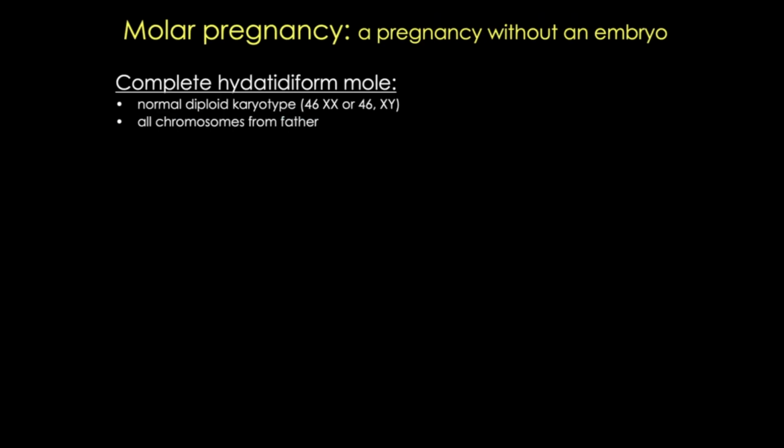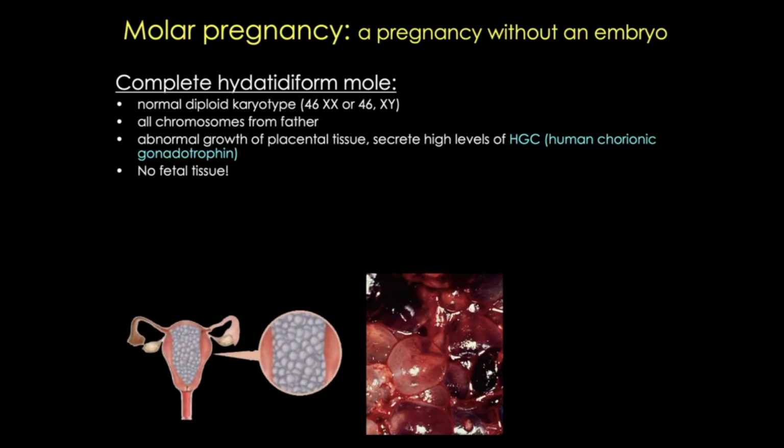Now, in the case of a complete mole, all the chromosomes are from the father. And so what does this actually look like? Well, there's abnormal growth of the placental tissues coming from the trophoblast, and that's going to form basically a tumor that has a very characteristic grape-like appearance with no fetal tissue.